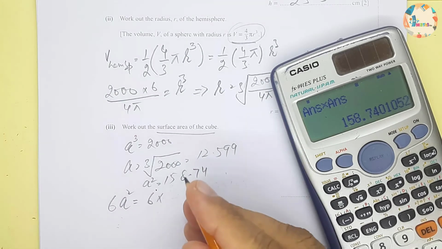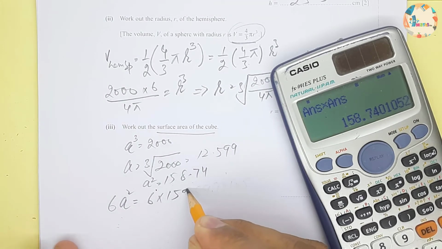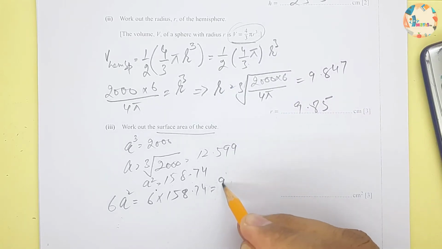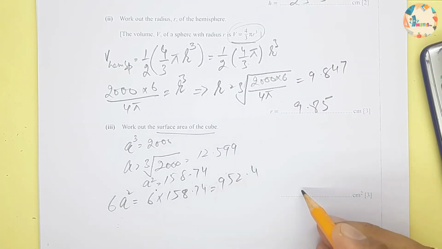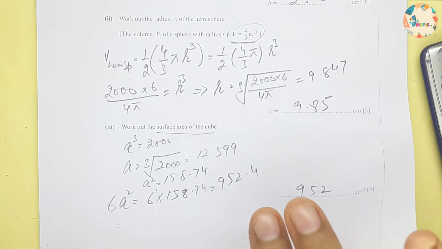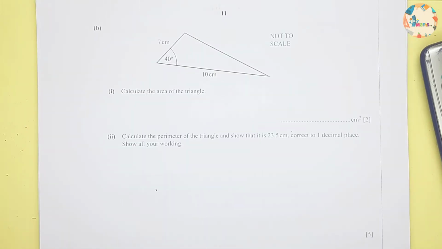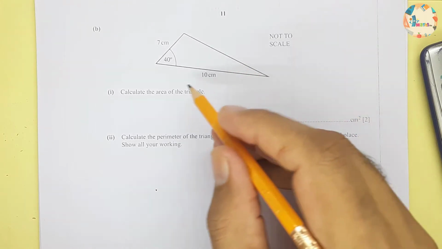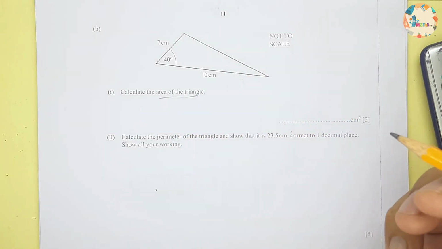And if we check this one, 158.74 multiplied by 6 will be equal to 952.4. So 952 we can give as the rounded answer. Hopefully you got this. Now part B, this triangle is provided and we have to calculate the area of the triangle.